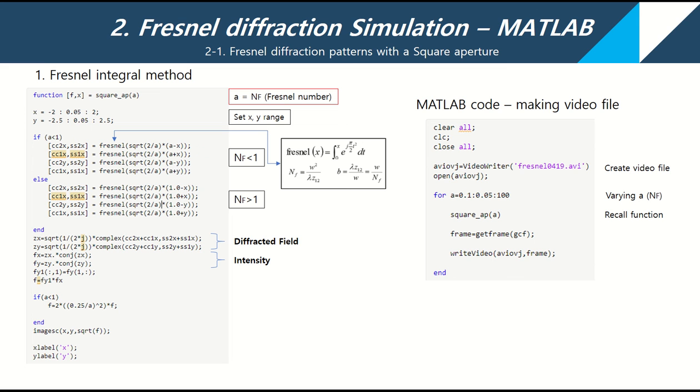Let's see the Fresnel integral method. In MATLAB, define the function named square aperture. The variable a means the Fresnel number for diffraction, and I generated x, y points in the range of this. Then I used the Fresnel function with the Fresnel number. The next variables zx and zy mean the complex field distribution, and f means the intensity of the wave field. If the Fresnel number is lower than 1, the intensity f needs additional computation.